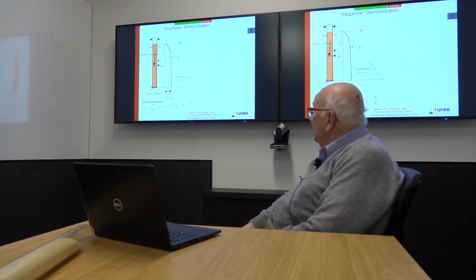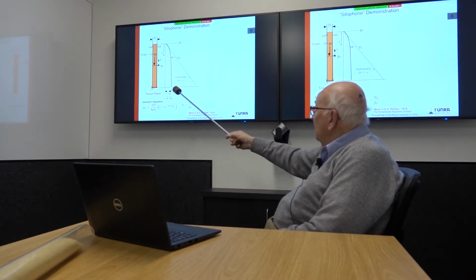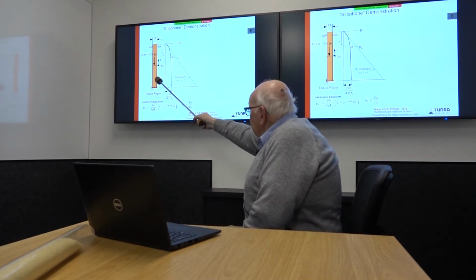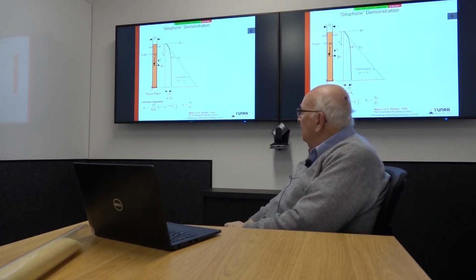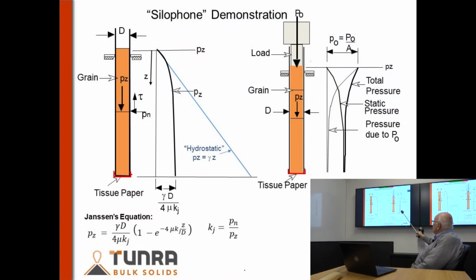The pressure remains constant. So all that tissue paper is feeling is the little bit down the bottom, up to about, normally about 3 bin diameters. So it doesn't really matter how much load I put on the top, the load on the base doesn't change.